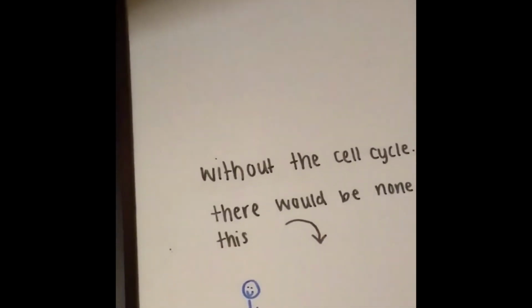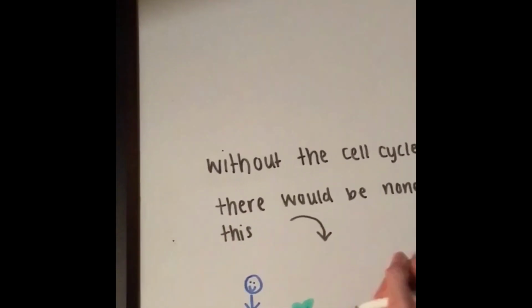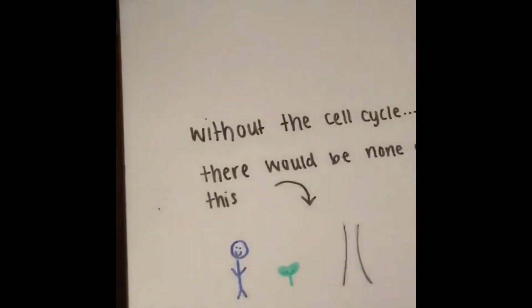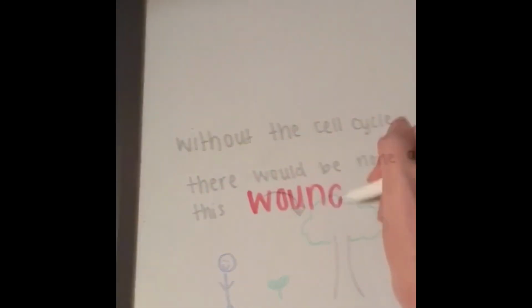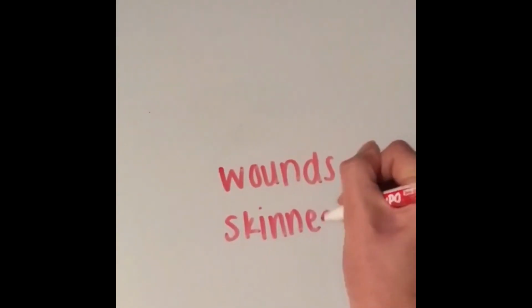The cell cycle is extremely important because without it, cells would not be able to sustain these things along with many others. And on top of this, wounds would not be able to be healed.